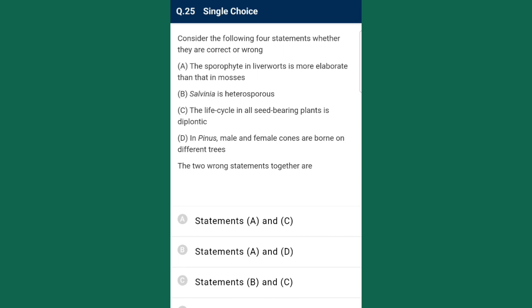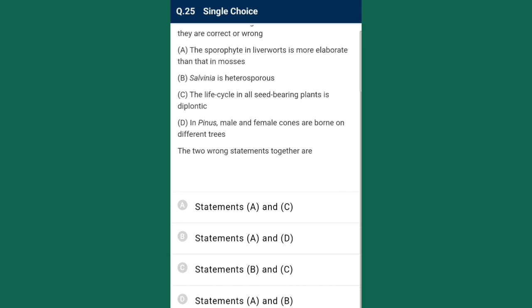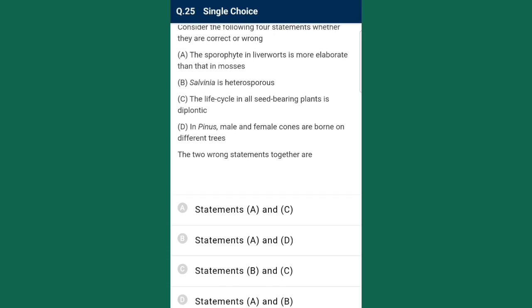Pinus is a gymnosperm. It's a monoecious plant that bears male and female cones on various branches of the same plant. The genera such as Selaginella and Salvinia are known as heterosporous. So the answer for this question is option B. Statements A and D are wrongly given.